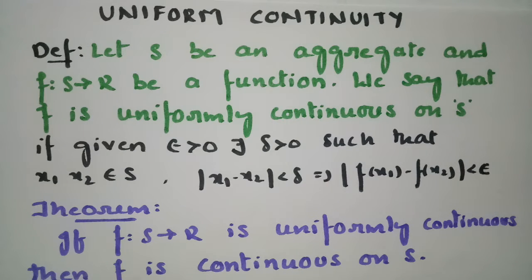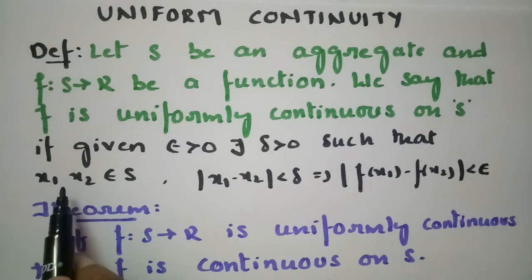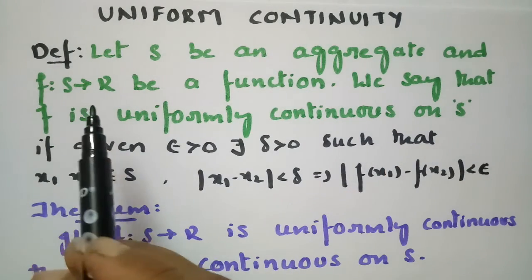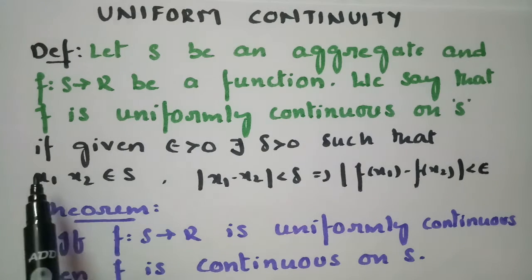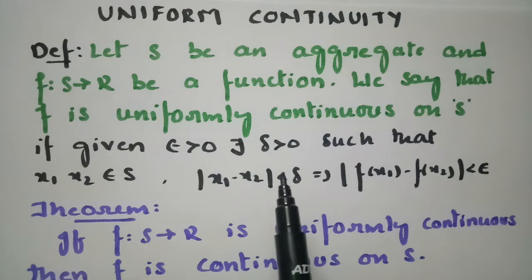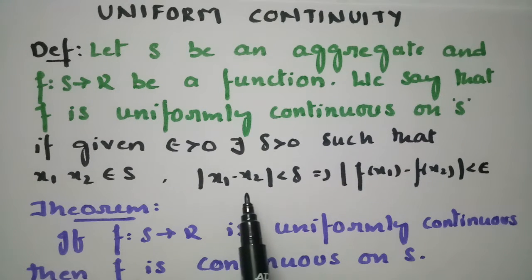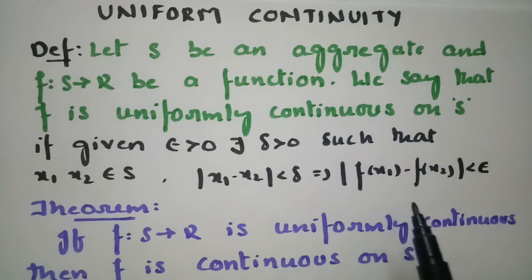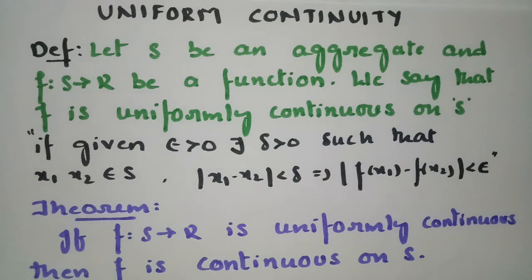If it's continuous, only a single value will be there, and here 2 points are there for uniform continuity. S be an aggregate and f maps from S to R be a function. Then we say that f is uniformly continuous on S if for given epsilon greater than 0, there exists delta positive such that x1, x2 belongs to S, modulus of x1 minus x2 less than delta implies modulus of f of x1 minus f of x2 less than epsilon. So this is according to the uniform continuity.